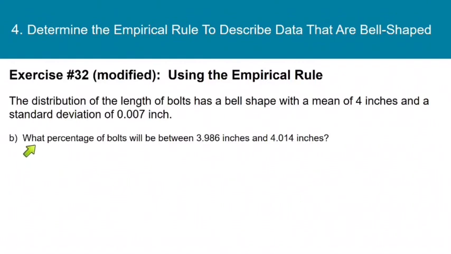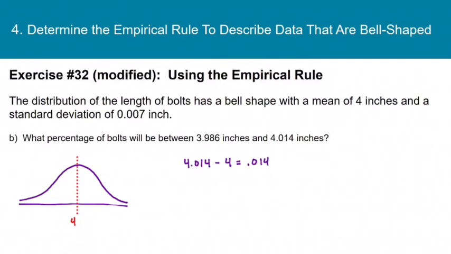And here's part B that says what percentage of bolts will be between 3.986 inches and 4.014 inches. So again, start with a diagram, and now let's find out how many standard deviations it is from the mean to this upper limit. So we'll say 4.014 minus 4, and that gives us, of course, 0.014. Now, how many standard deviations is that? If you divide this number by the standard deviation, you'll find out that that represents 2 standard deviations.